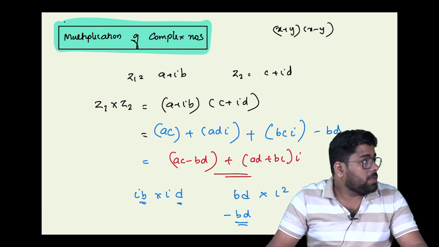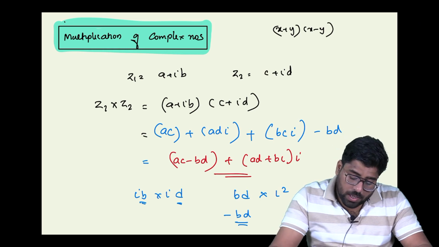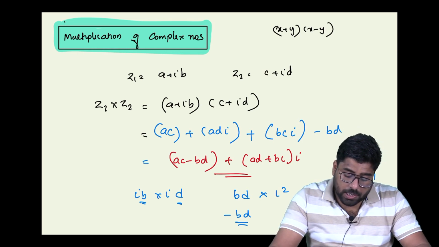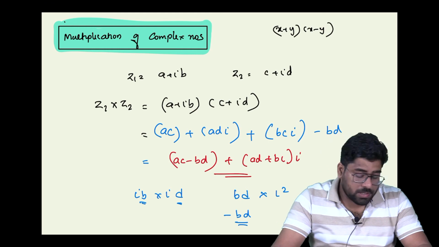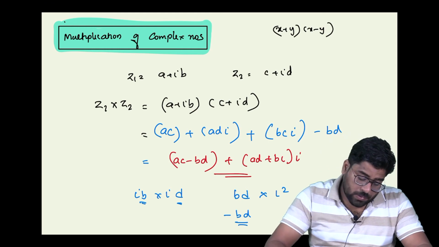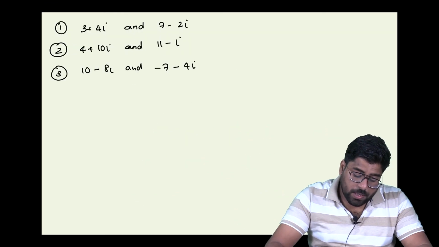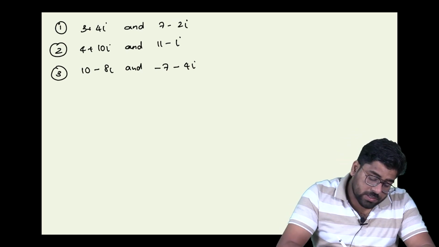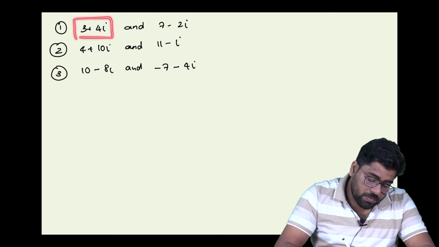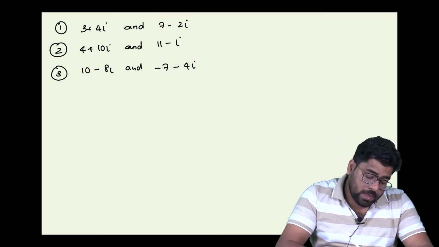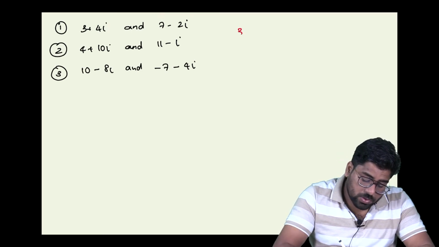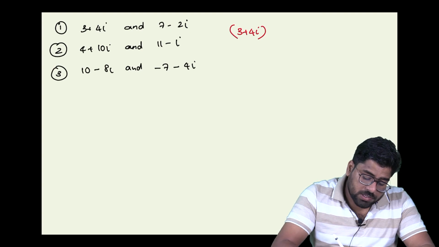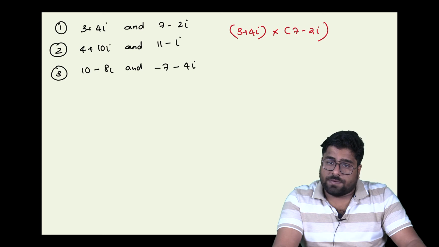So it is going to be ac minus bd plus (ad plus bc)i. So this is going to be the answer to this question. Now let us actually try to do some multiplication. I'll use the same numbers: 3 plus 4i into 7 minus 2i. Now this is going to be a little bit lengthy. Let us try to find out the answer for this question.